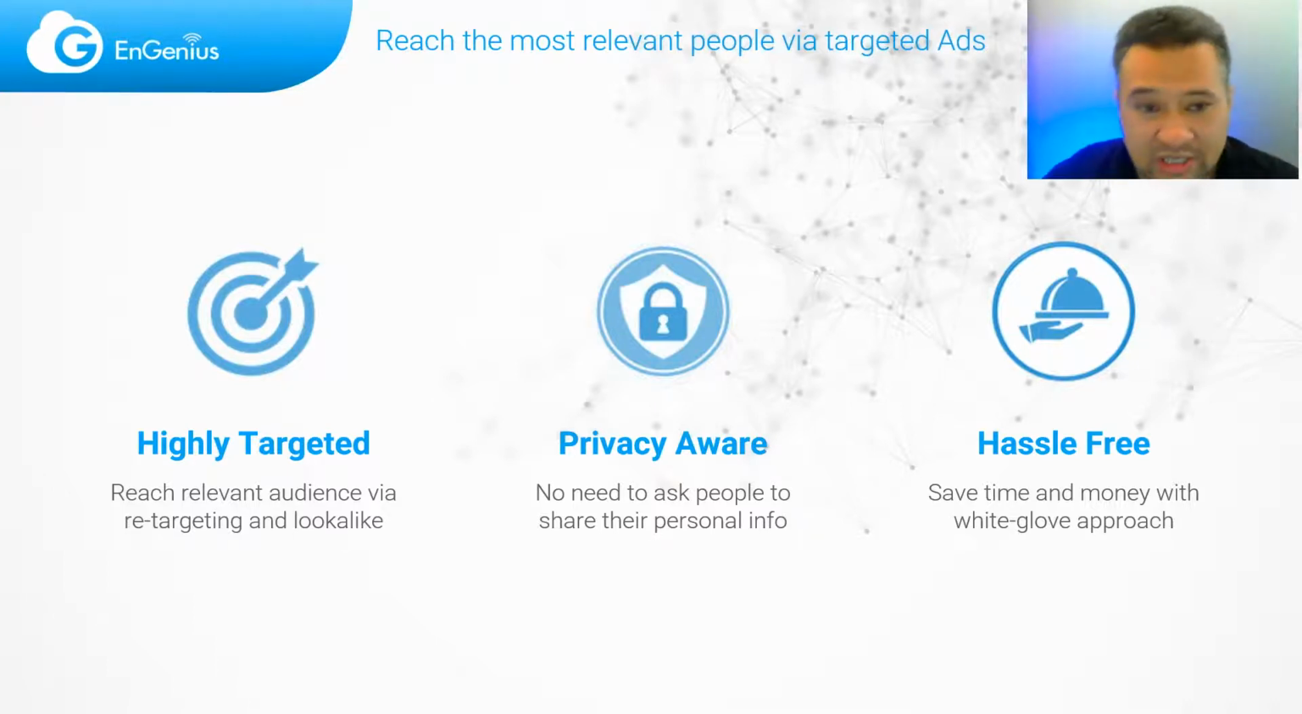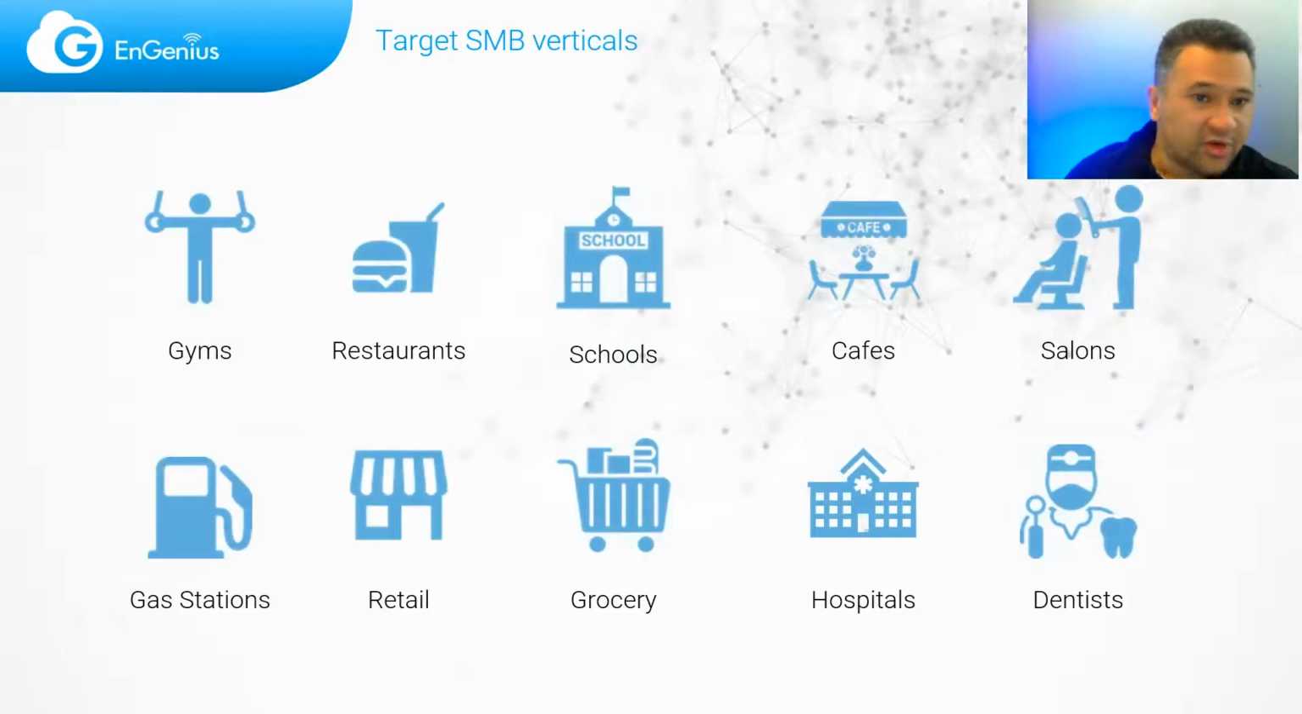And of course, using Facebook Wi-Fi, it's very easy and common to do advertisements as well. Facebook is already well known for letting you very easily set up advertisements, and it's hassle free. So Facebook Wi-Fi is actually the ideal media to target SMB verticals like gyms, restaurants, cafes, small size health centers, and so on.